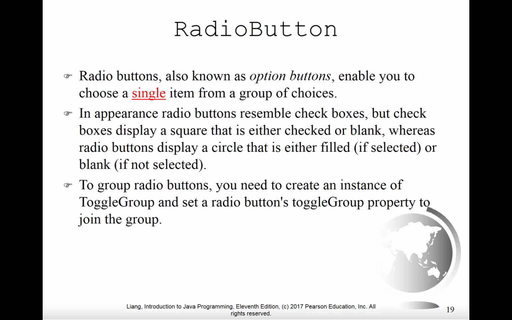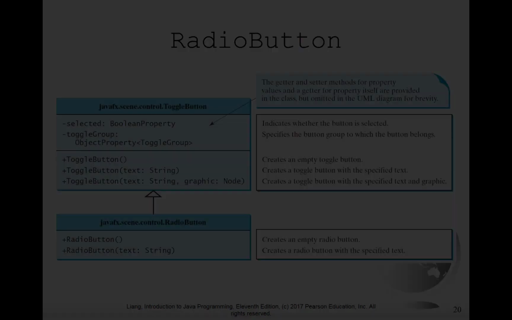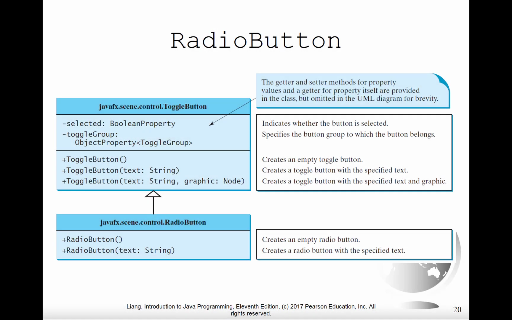To get this to happen, and we call it mutual exclusion, in other words, only one can be selected at a time, you need to group them together in something called a toggle group. Here's the UML diagram for your reference for a radio button. Note the two constructors. We can create an empty radio button, or we can create a radio button that has a string of text associated with it.